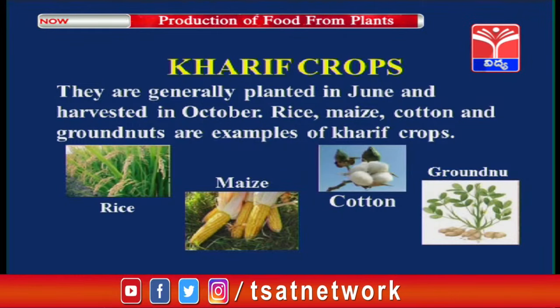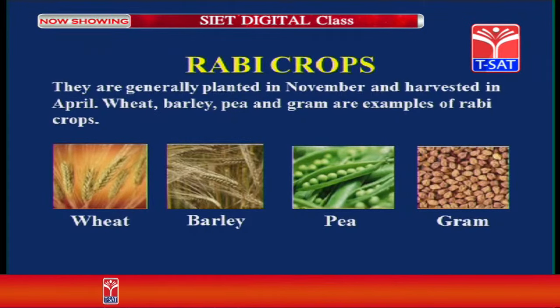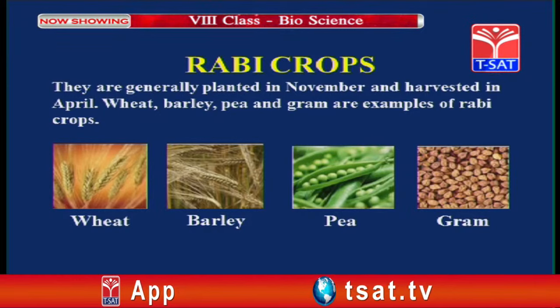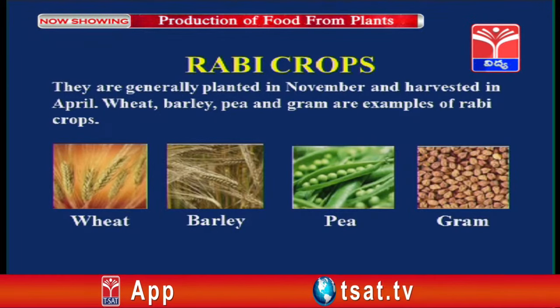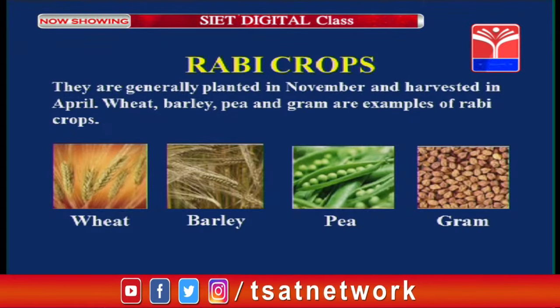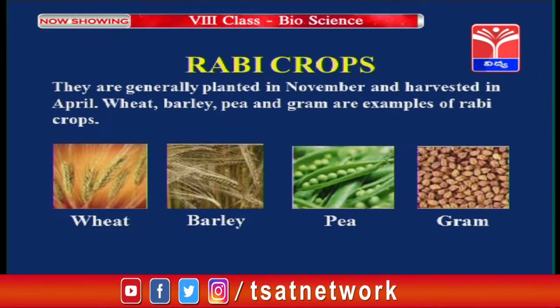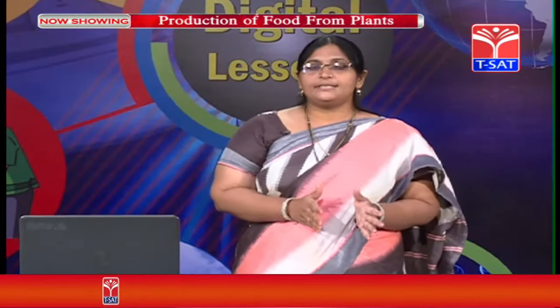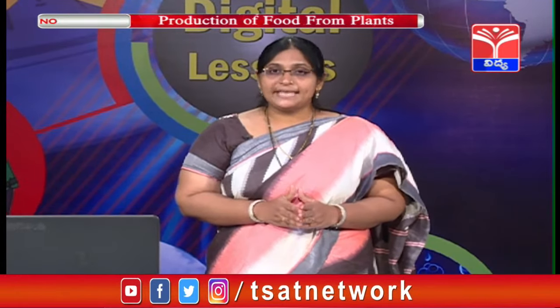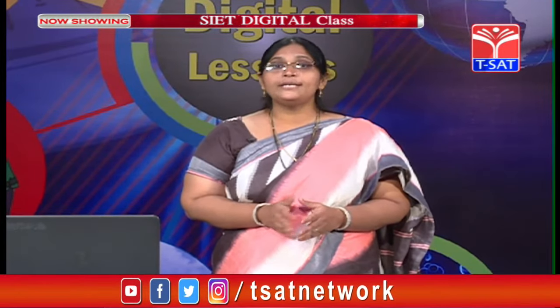Now the next one is rabi crops. These crops are grown during the winter season. Rabi crops are generally planted in November and harvested in April. Examples of rabi crops are wheat, barley, pea and grams. Apart from this, some crops are grown during the summer season. Those crops are called zaid crops. Z-A-I-D, zaid crops. Examples are cucumber, bottle gourd, etc.